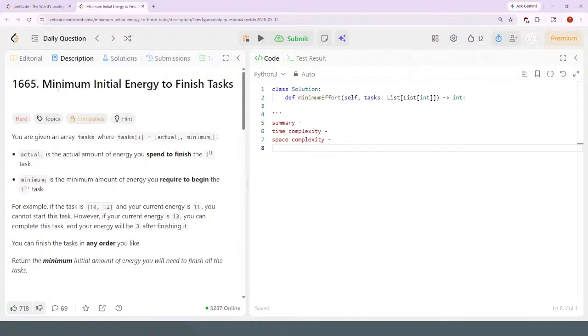Minimum initial energy to finish tasks, hard. You're given an array tasks where tasks[i] = [actual_i, minimum_i]. Actual is the amount of energy you spend to finish the ith task. Minimum is the minimum amount of energy you require to begin the ith task. For example, if the task is [10, 12] and your current energy is 11, you cannot start this task.